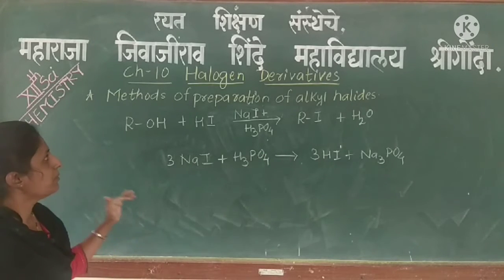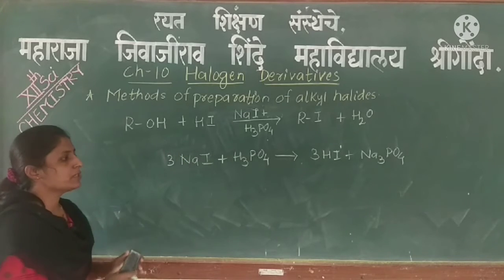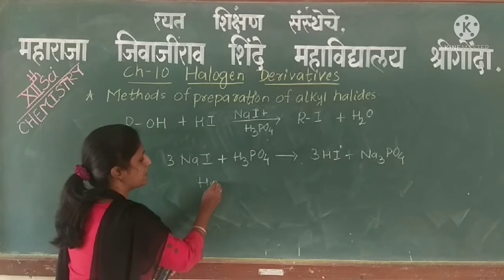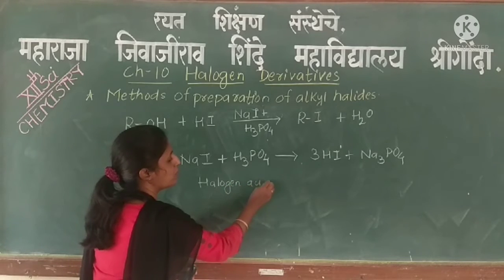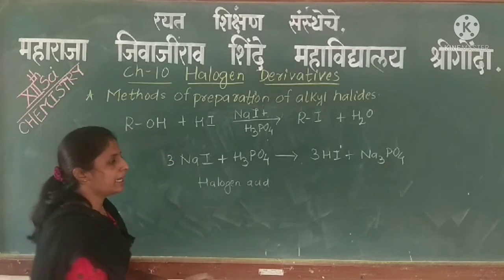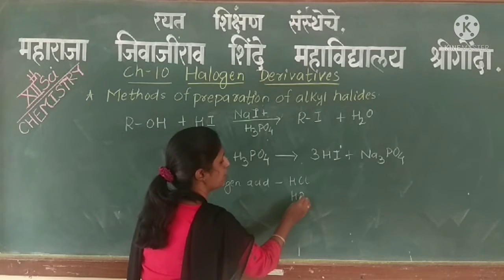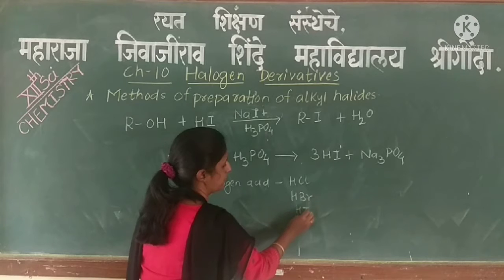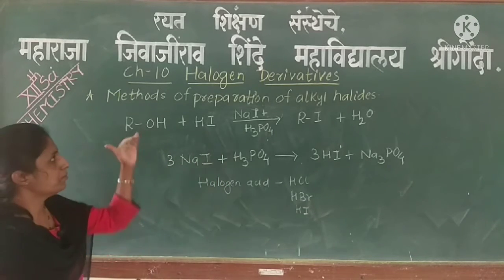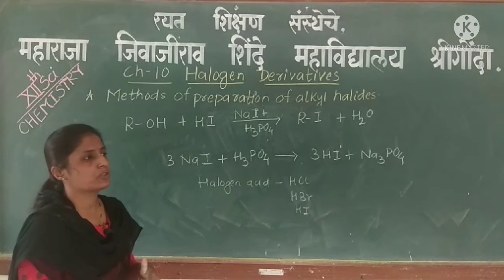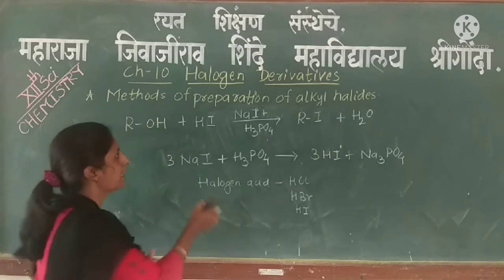So this was the preparation of alkyl halides from alcohols using the halogen acid. In that, we have seen how to prepare alkyl halides using HCl, HBr and HI. Now moving to the next method, that is preparation of alkyl halides from alcohols by using phosphorus halide.